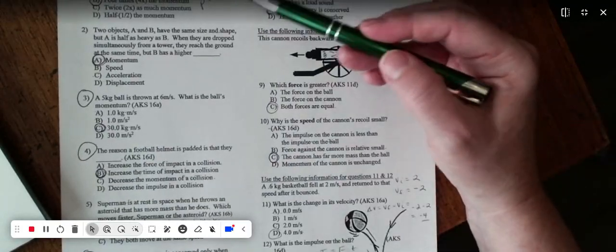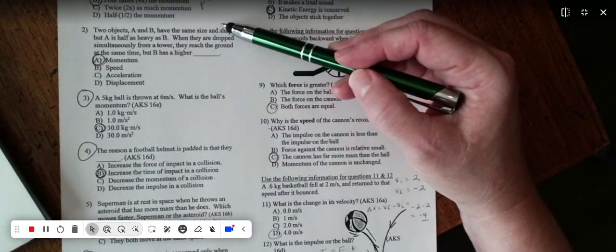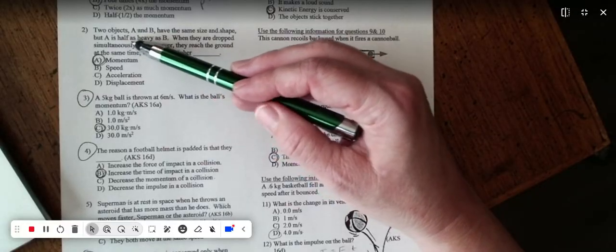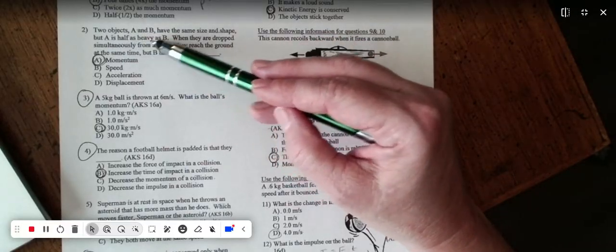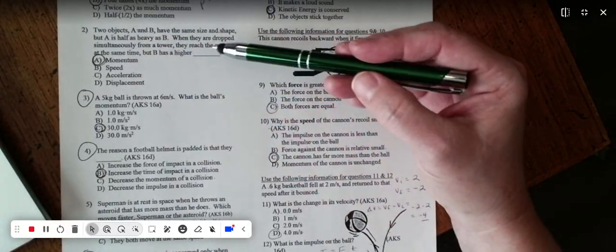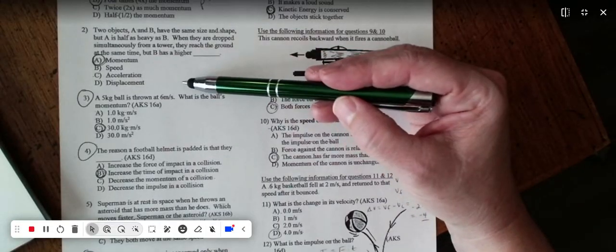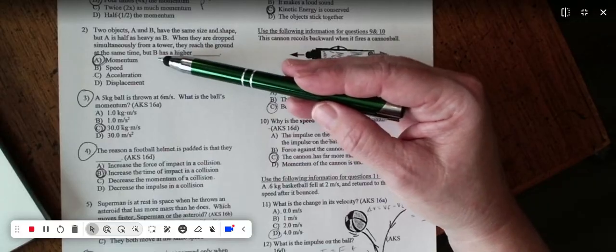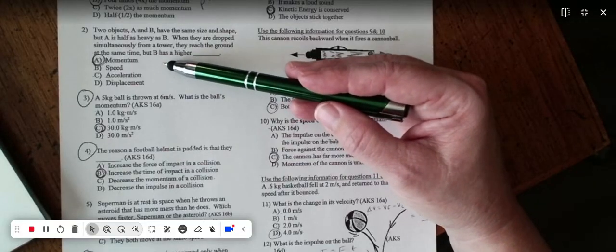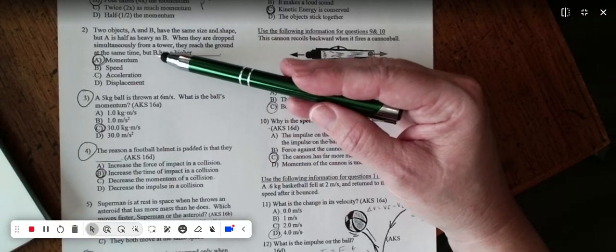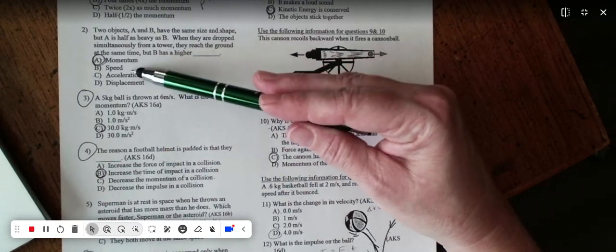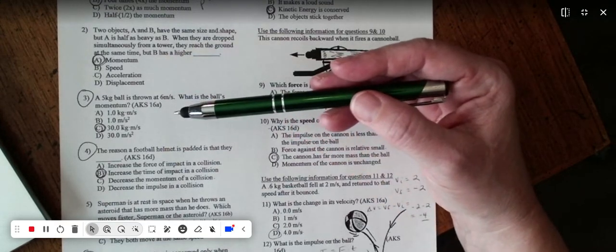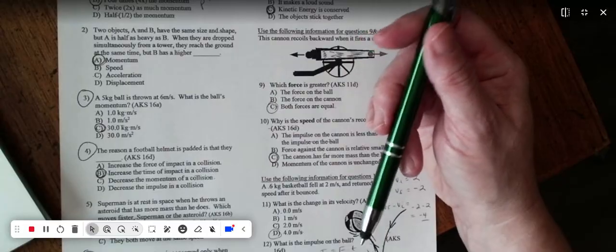Let's see. 2 objects, same size and shape, but they have different masses. A has half the mass of B. They're dropped from a tower. They're going to reach the ground at the same time because of free fall, but one of them has more mass than the other. Okay, so B, which is more massive, is going to have a higher momentum because of M times V again.